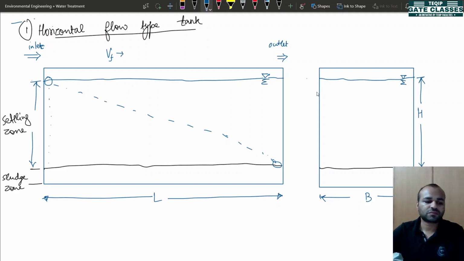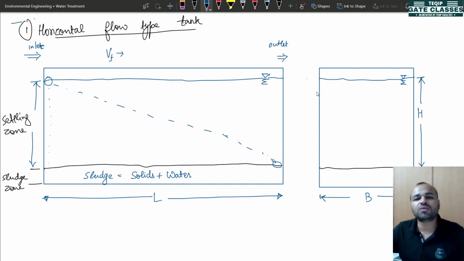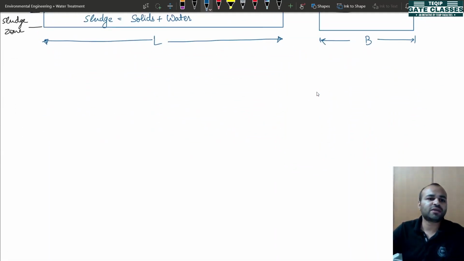So what does the sludge contain? Sludge contains all the suspended solids that have settled down, plus obviously the water. So whenever we are cleaning, we can simply drain these two out in the form of sludge. Before moving on with the analysis, let us write down these assumptions.